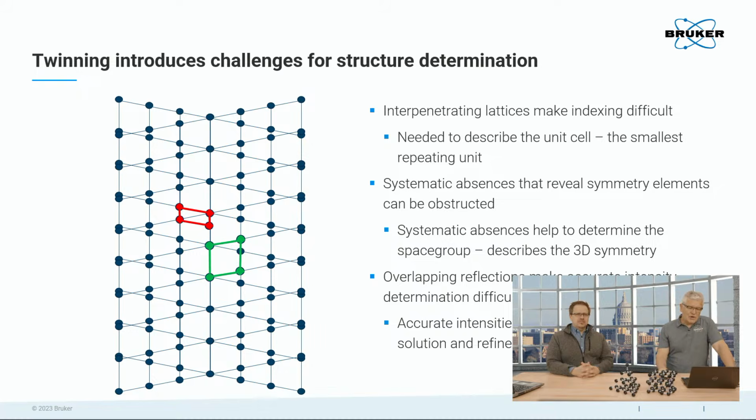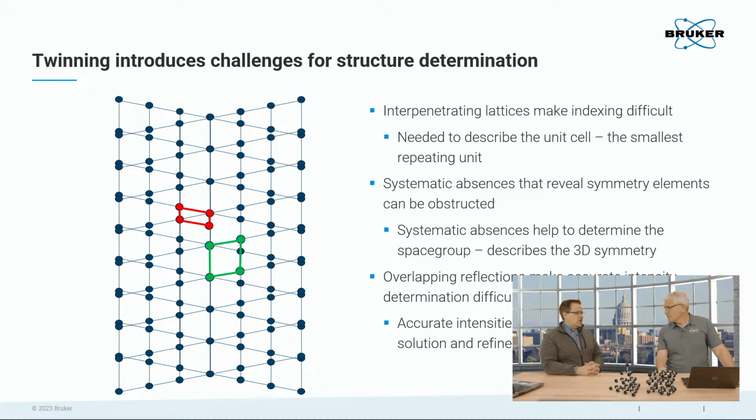And then also, we use systematic absences. Translational symmetry gives you systematic absences, so reflections will be missing. We use that to determine the space group, the symmetry of a system. Those will be obstructed, and then we already talked about mixing intensities. That makes it all difficult. What we will do now, in a little software demonstration, is just deal with the first part, the unit cell determination.